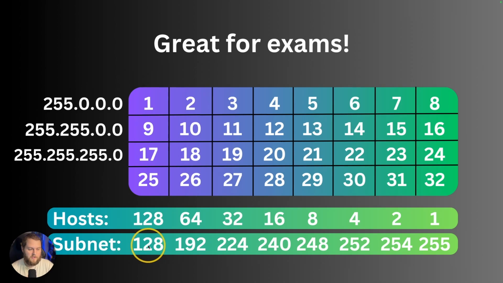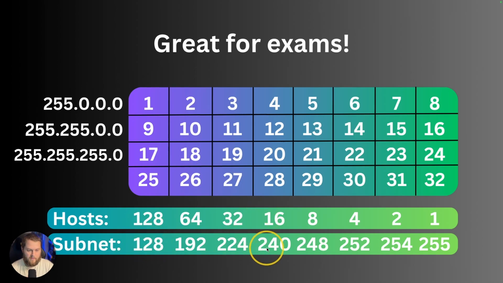But essentially your subnets are going to be 128 anytime you have a /1, 9, 17, 25. And then you have a 192 subnet anytime you have a /2, 10, 18, or 26, and so on.